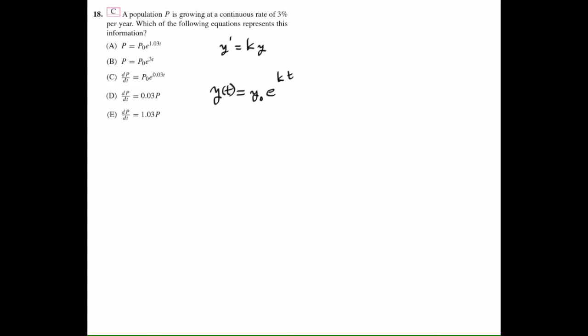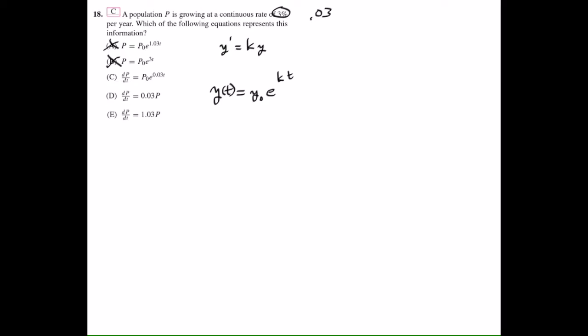I'm kind of annoyed by it because they didn't put a t right here, but that doesn't make it wrong. This does make it wrong. That rate is incorrect. Our rate is 3%, which is the same as 0.03. So this one can't be right. Then I look at B. This one is just like A, except they put a 3 instead of a 1.03. So that one's wrong. And then we get to weird stuff.